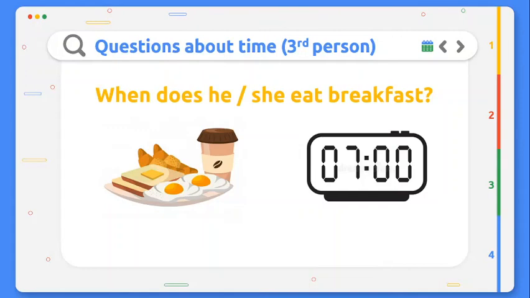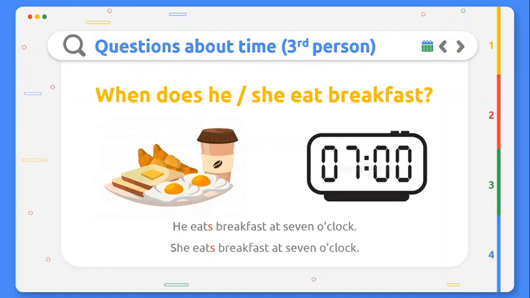Now, this is something similar to some slides before, but in this case it's questions about time, but now in third person. That means something that is important for you to understand. As you can see here, you have one example that says, when does he or she eat breakfast? We have 2 possible answers. He eats breakfast at 7 o'clock or she eats breakfast at 7 o'clock. It's important that when you are writing the answer, you have to write the letter S at the end of the verb. If you're using he, she, or it, you have to write that S.